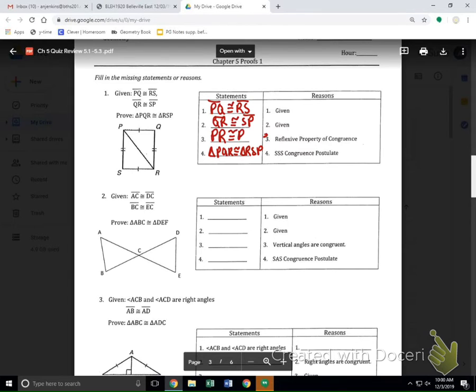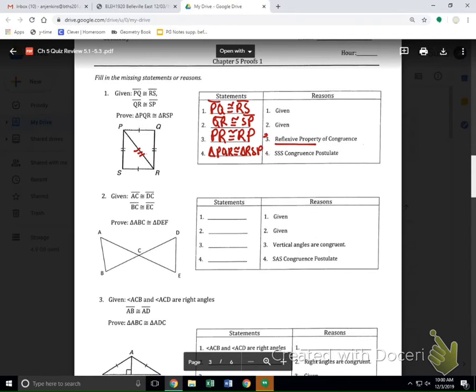PR is congruent to RP, and how did we know that? That reflexive property again. So we see that with that reflexive property there, we have created a side, side, side. So our reasoning here would be SSS. Let's go on to our next one.